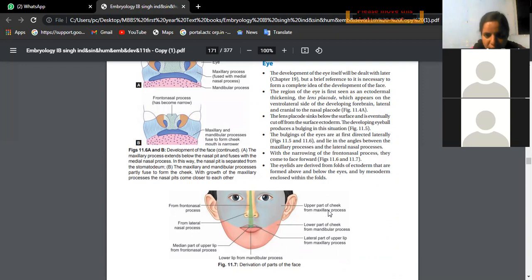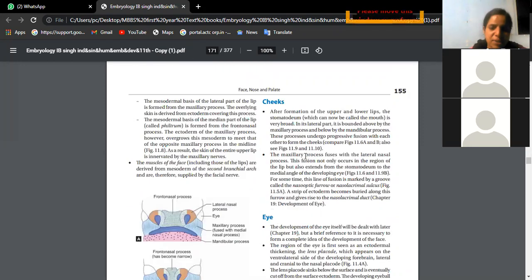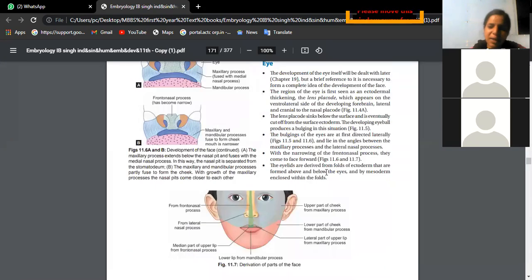The upper part of the cheek is from the maxillary process, the lower part of the cheek from the mandibular process. Step wise, whatever is written down and whatever is written along the diagram, only that you write. You need not study what is given in the text. Don't waste time. Is that clear, Niharika? Yes, ma'am. Okay.